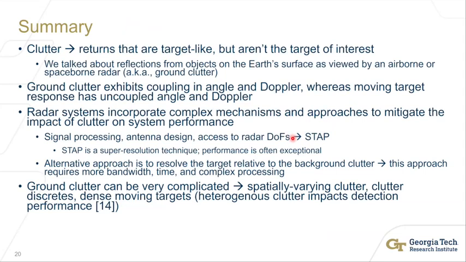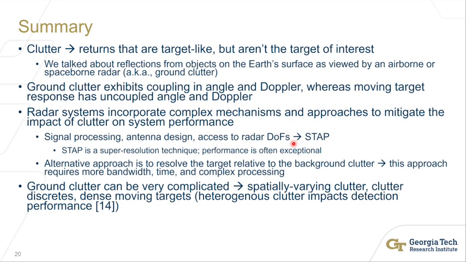So to summarize, clutter is returns that are target-like but aren't the target of interest. We talked about reflections from the Earth's surface as seen by airborne or spaceborne systems. So we call that ground clutter. Ground clutter exhibits coupling in angle and Doppler, whereas moving targets have responses with uncoupled angle and Doppler, and we exploit that in the signal processing to pull the target of interest out of the clutter background.